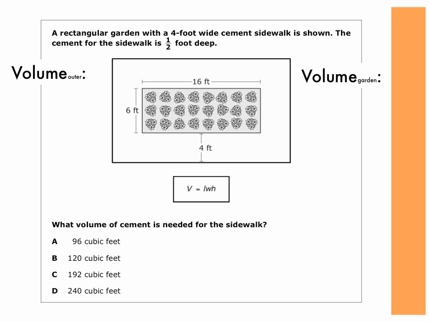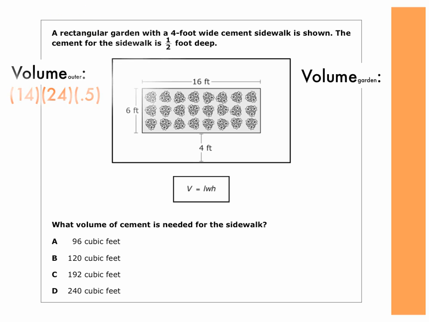So if you look at the height of this rectangle is 6 for the garden. So for the outer rectangle, or the larger rectangle, I would have to add 4 to each side of that, which would give me 14. Same idea for the 16-foot length. I would have to add 8 for twice to find the length of that side.